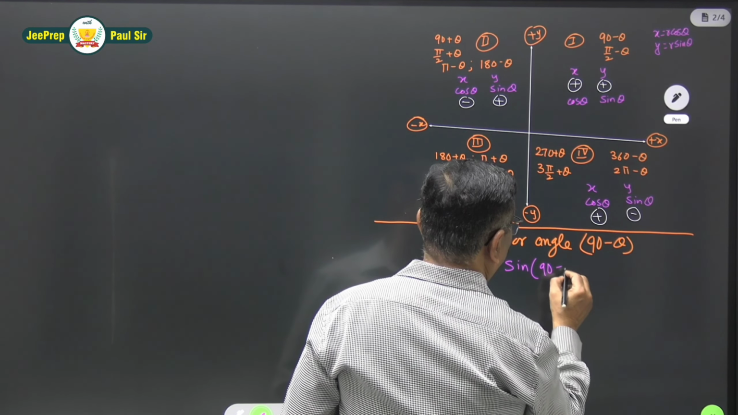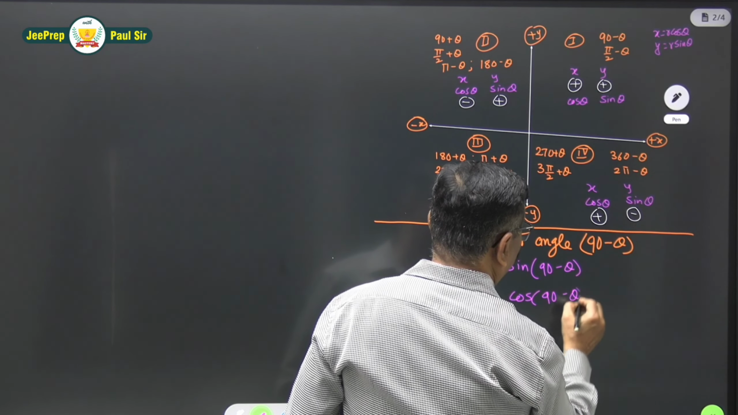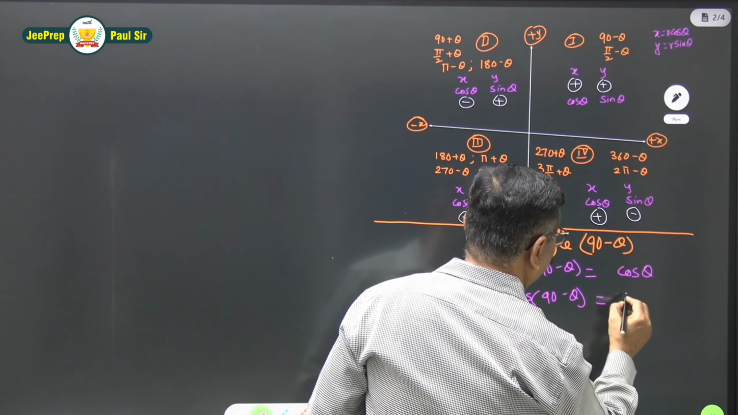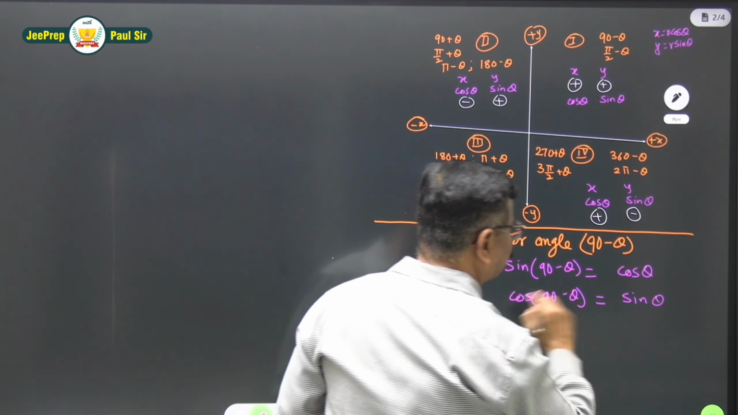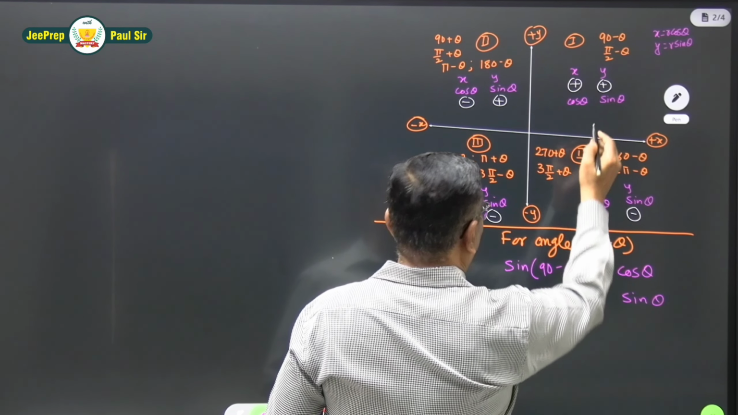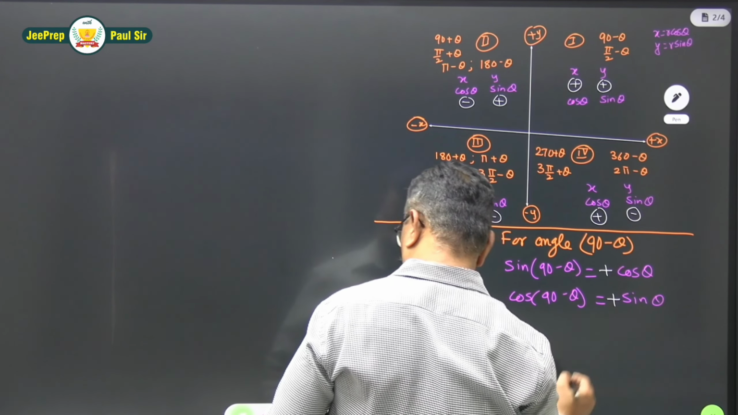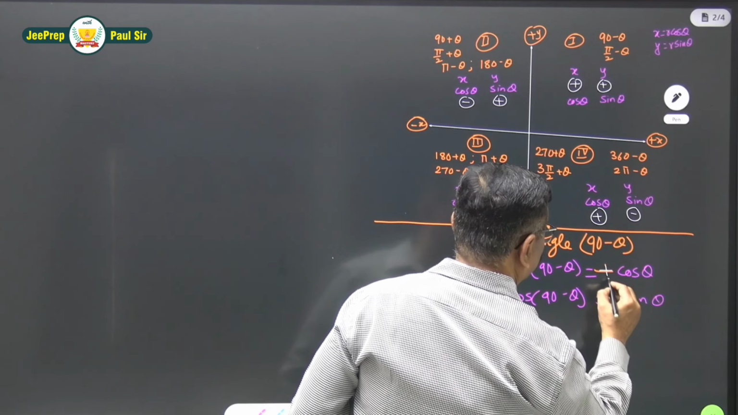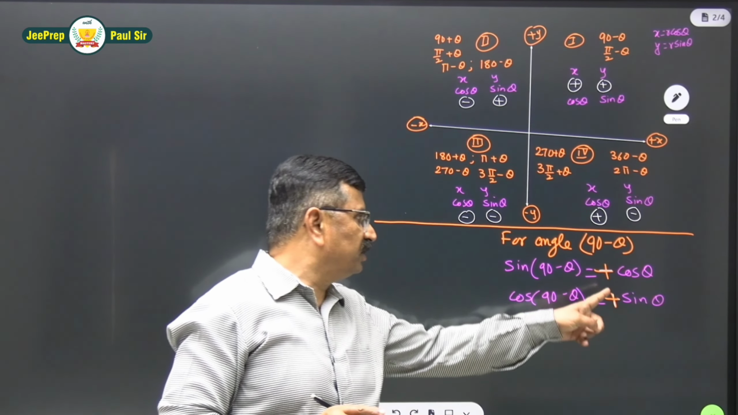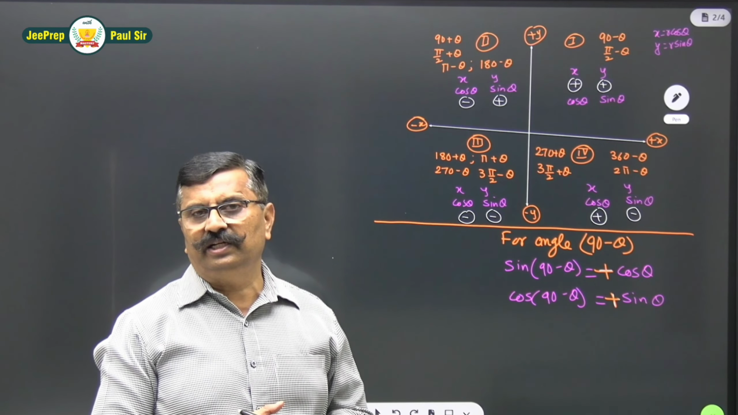So, I will write here sine 90 minus theta and cos 90 minus theta. Sine becomes cos and cos becomes sine. You have to take exactly the opposite. Now, as 90 minus theta is in the first quadrant, therefore this will have a plus sign. Hence, sine 90 minus theta is plus cos theta, while cos 90 minus theta is plus sine theta.